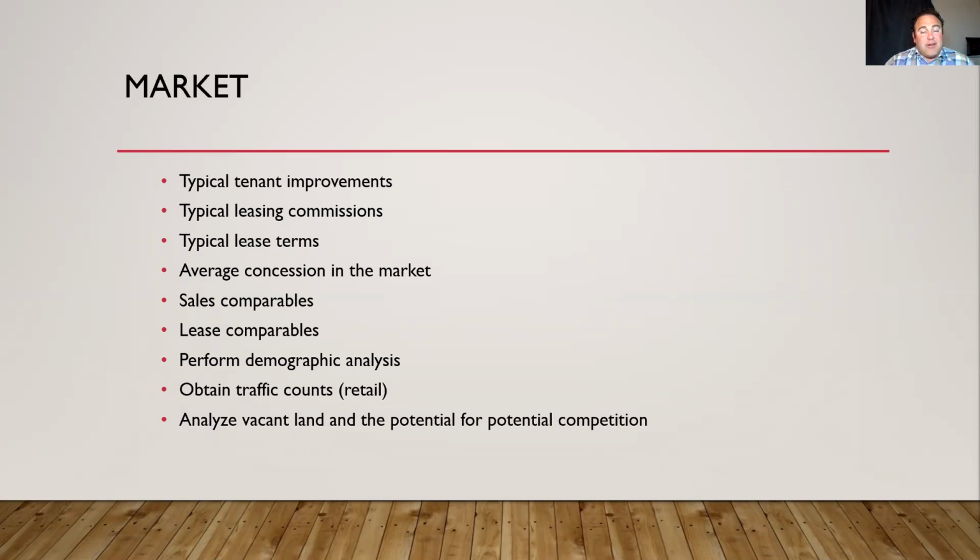Preferred demographic analysis, right? What are the demographics in the area? Do they sustain and support what your business plan is? Traffic counts in retail. Do we have enough vehicles driving by every day to meet the needs of your tenants or future tenants? And vacant land. Is there a barrier to entry for more competition to your particular asset?